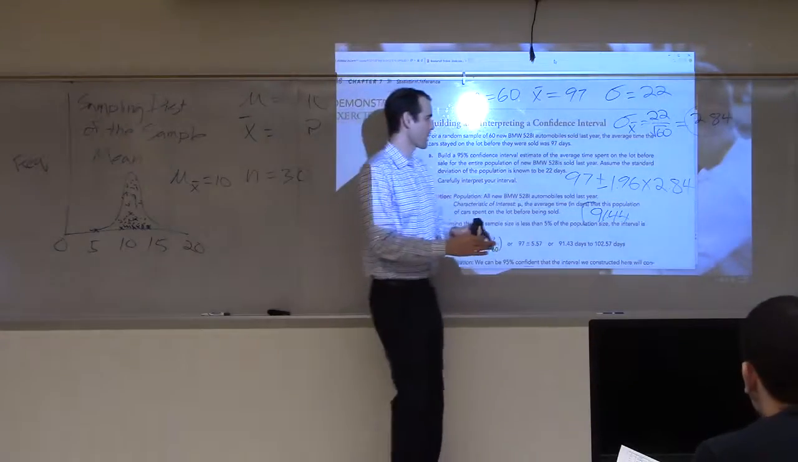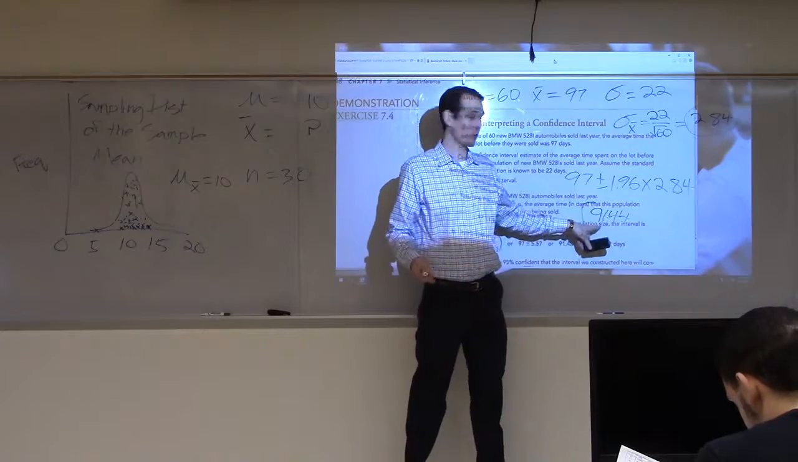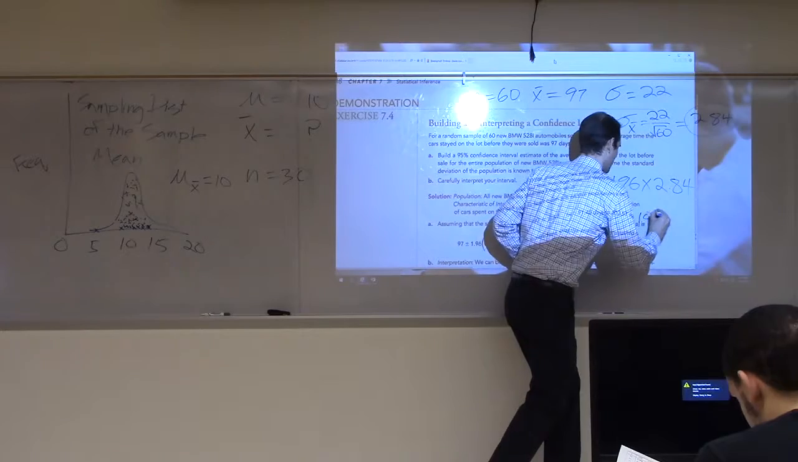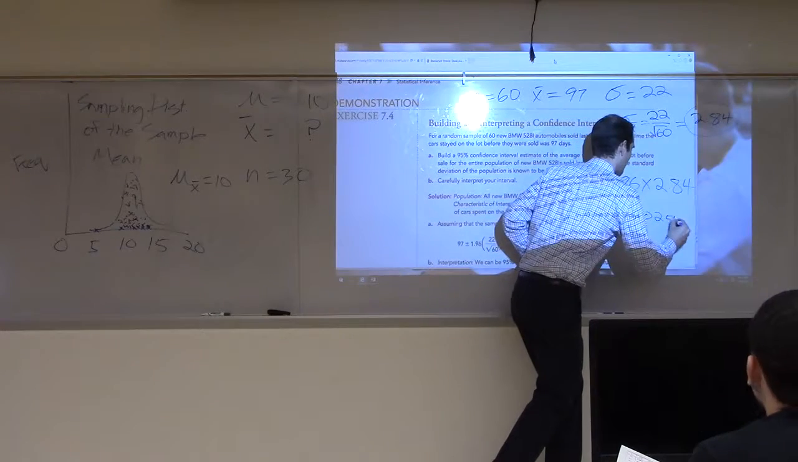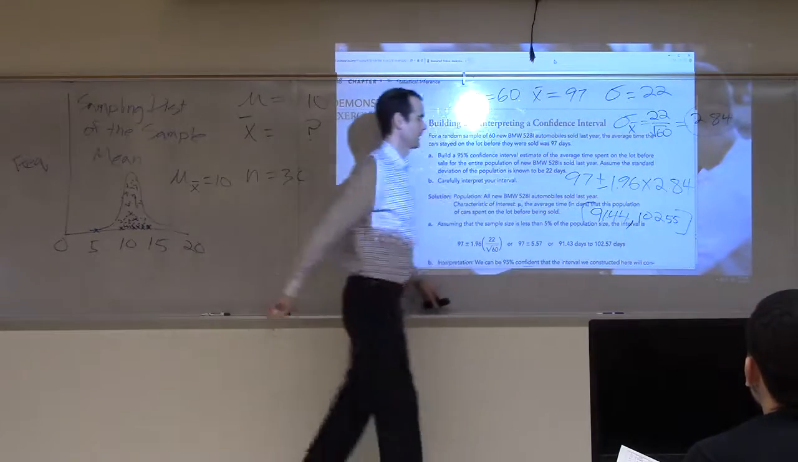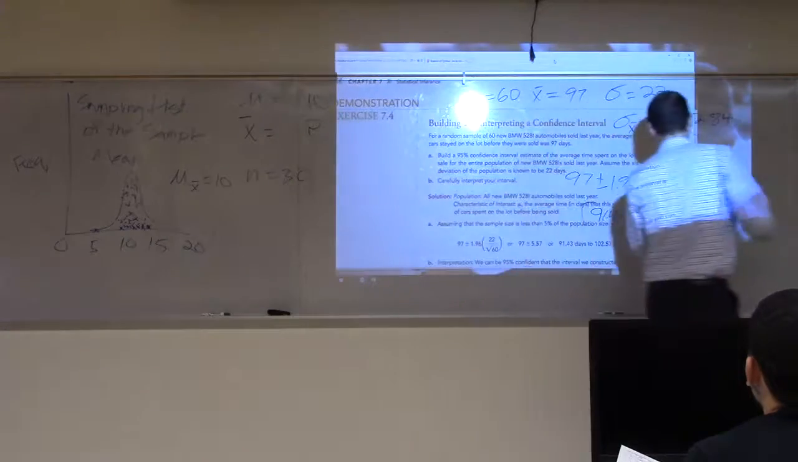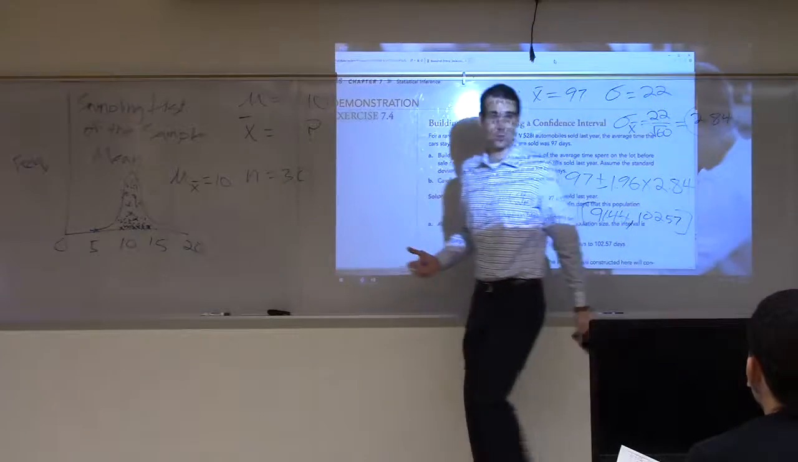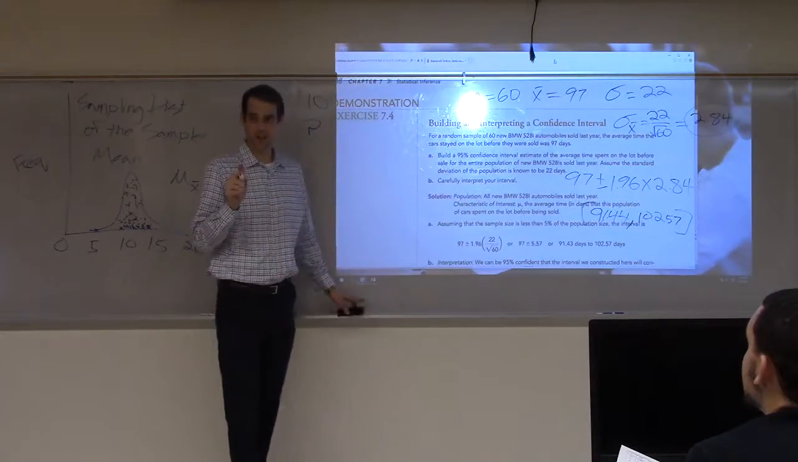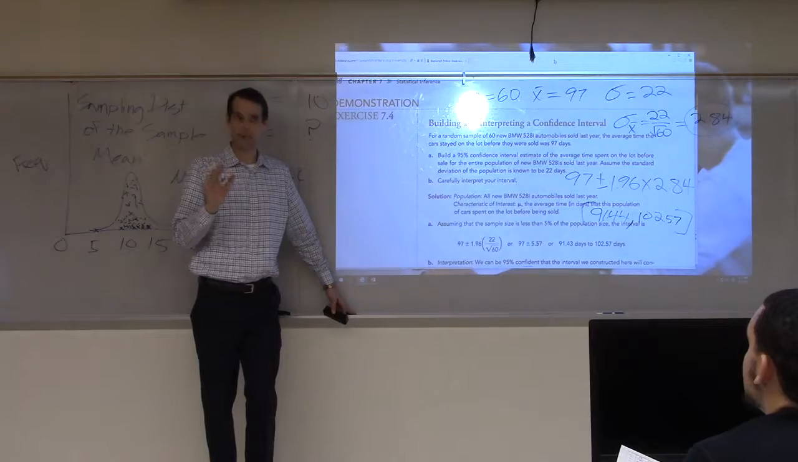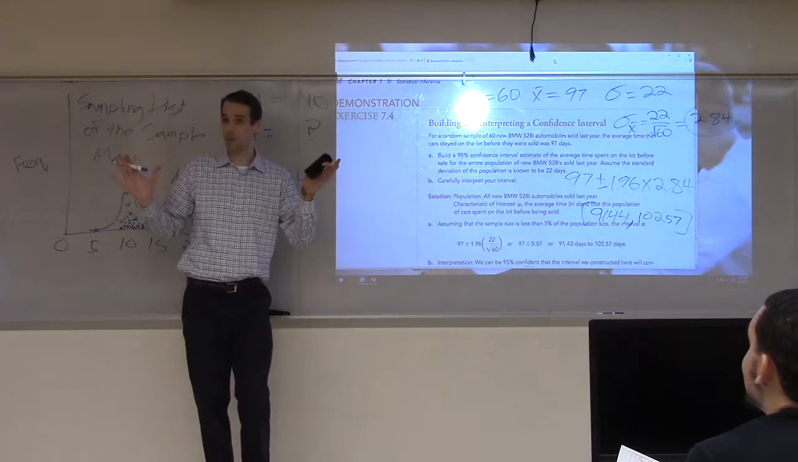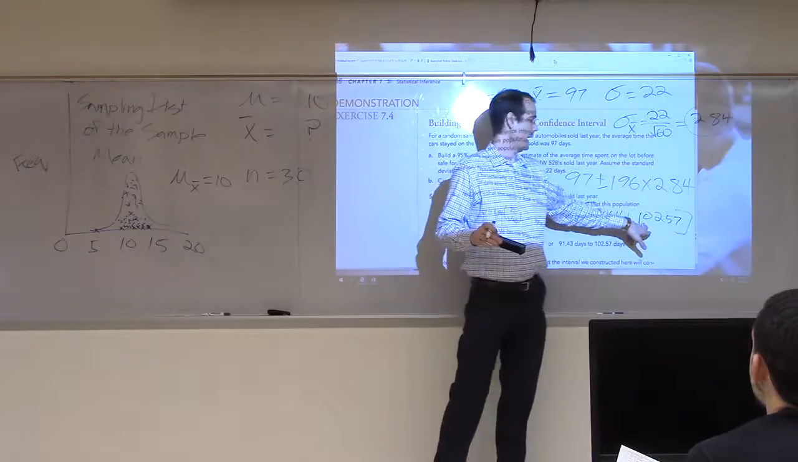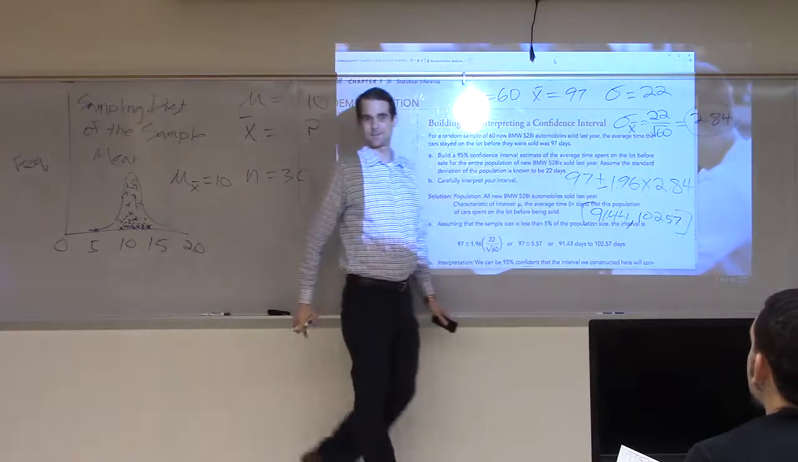Alright, so the lower bound of our confidence interval is 91.44. What's the upper bound? 102.55? 102.57. Alright, and this is how the interpretation goes. We go back to our manager, go back to the investors, and we say, I am 95% confident that the true population mean, or the true average waiting time for the whole population, is between 91.44 and 102.57.